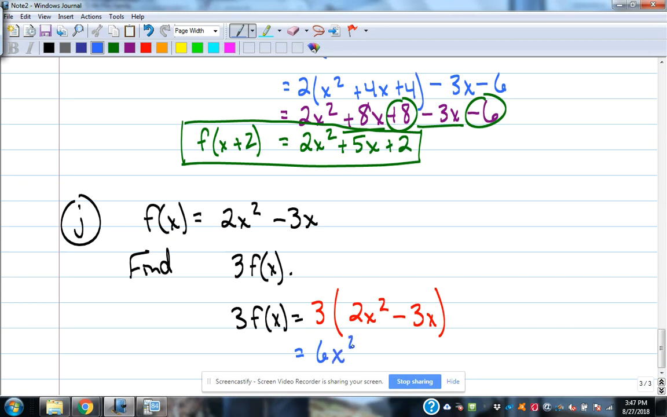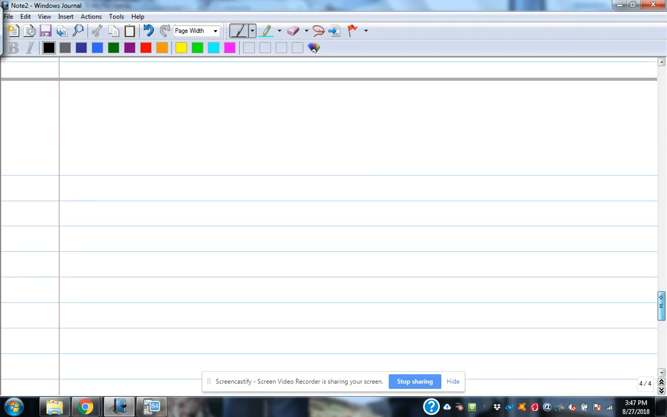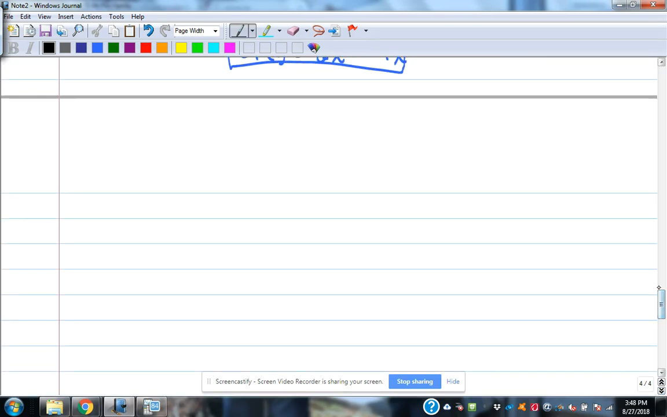That's going to get us 6x squared minus 9x. A real simple idea, but if you don't know what they're asking for, it just looks like 3 f of x is there. What's that mean? So nothing difficult there. Where I see a lot of mistakes in this particular section is when you change that sign in the front.